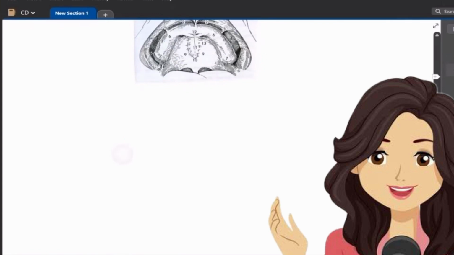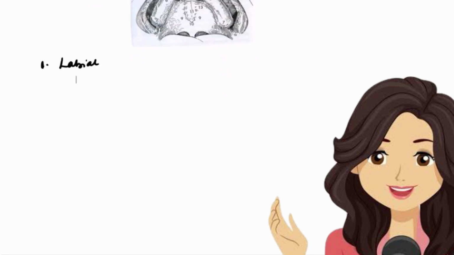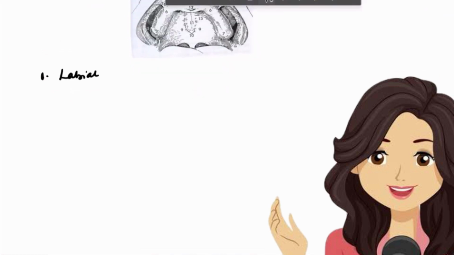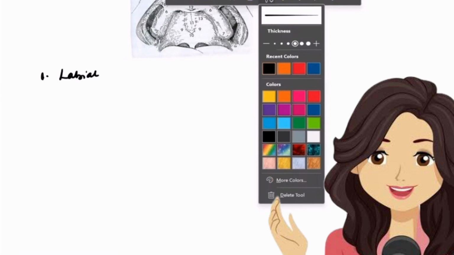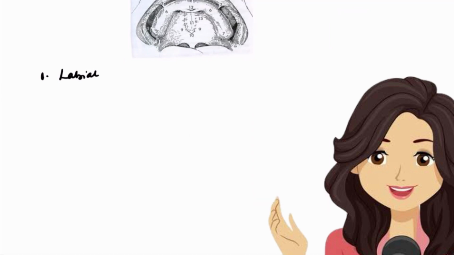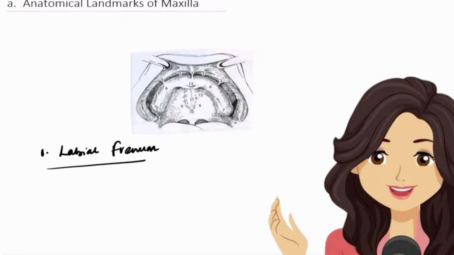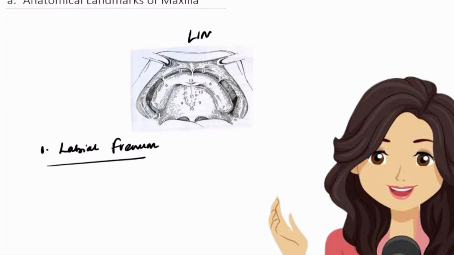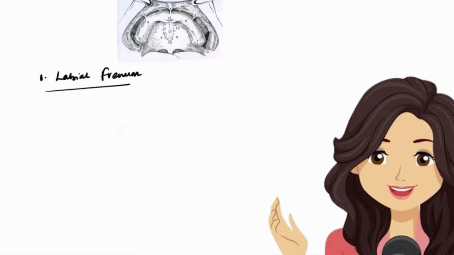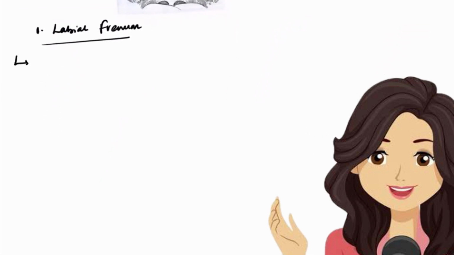So we will start with the limiting structures here. The first limiting structure is called the labial frenum. So let us begin with the limiting structures of maxilla. We'll first discuss what is called the labial frenum.